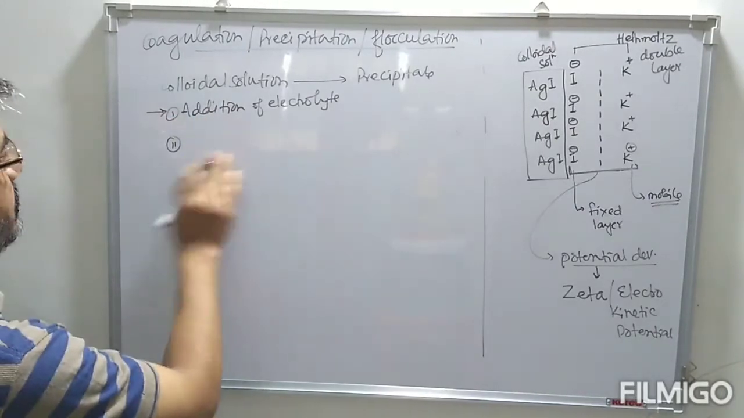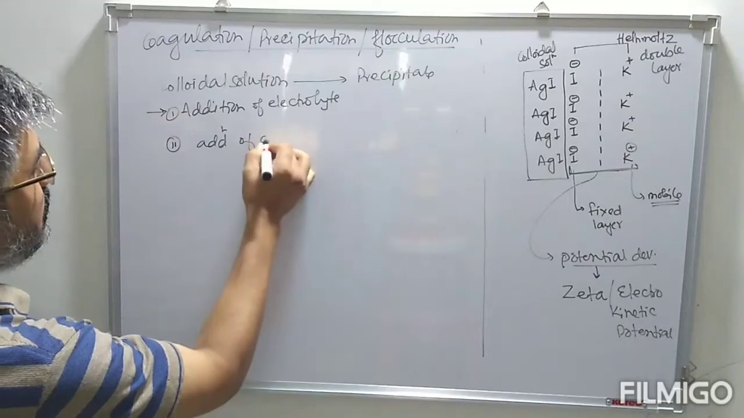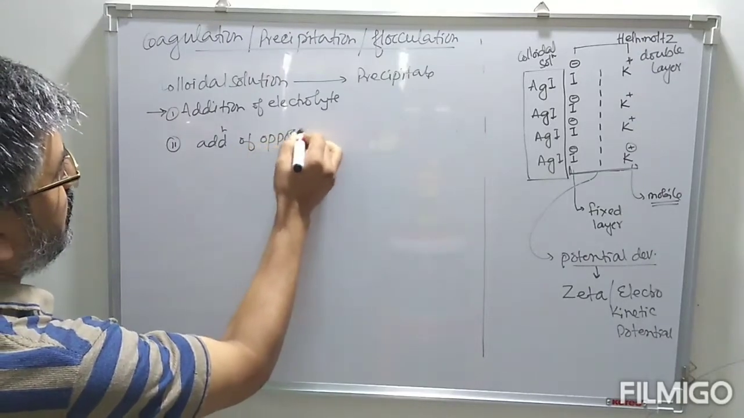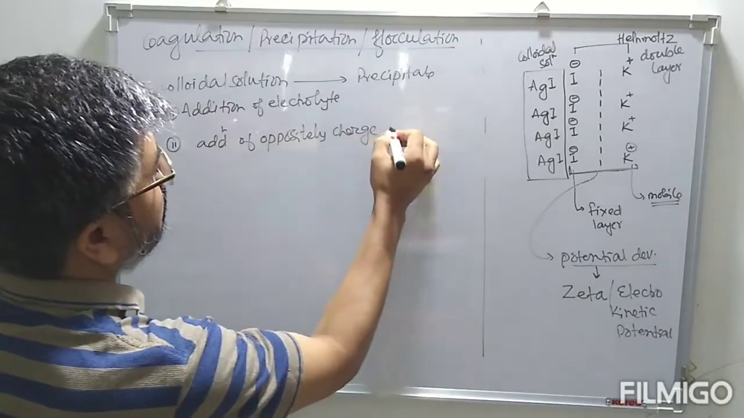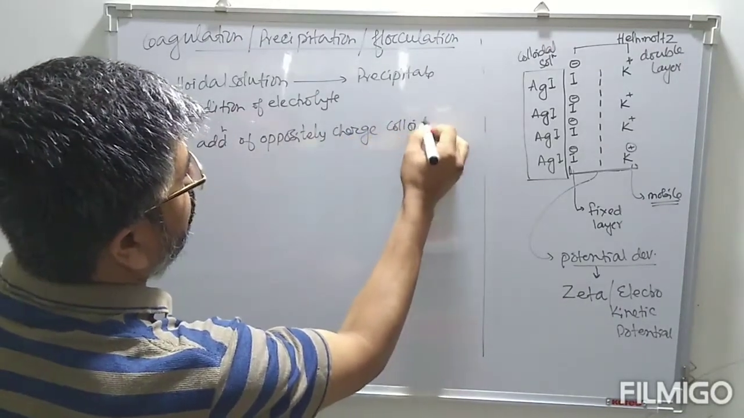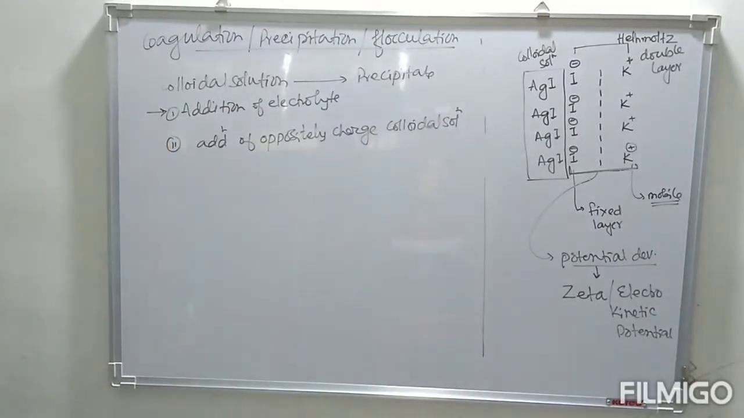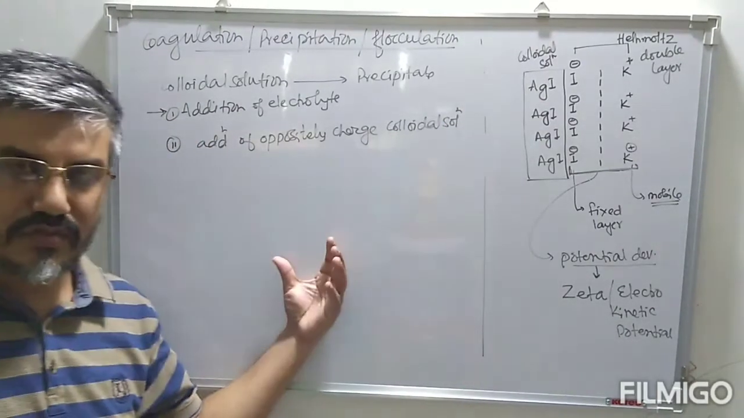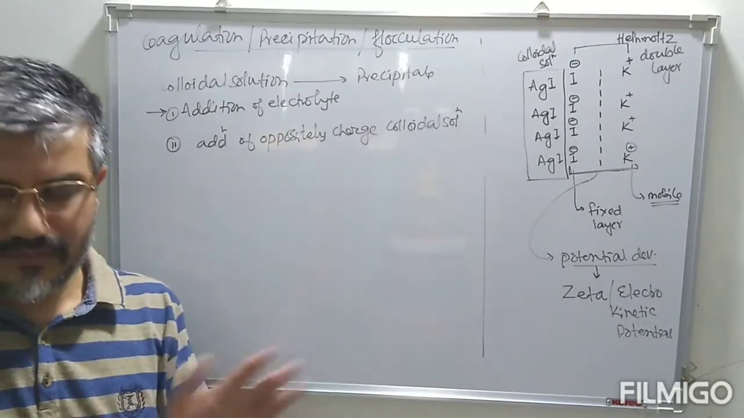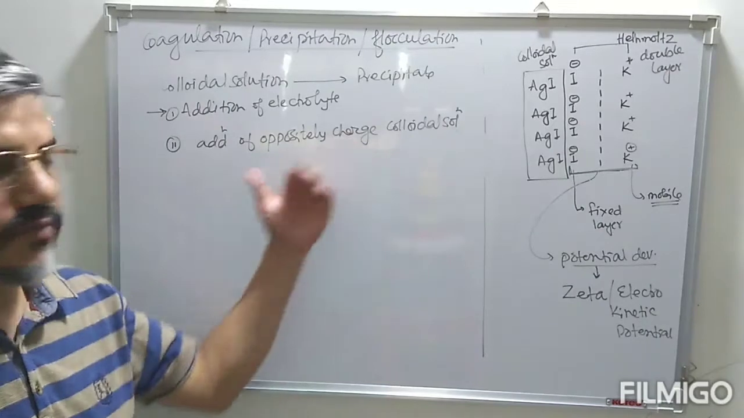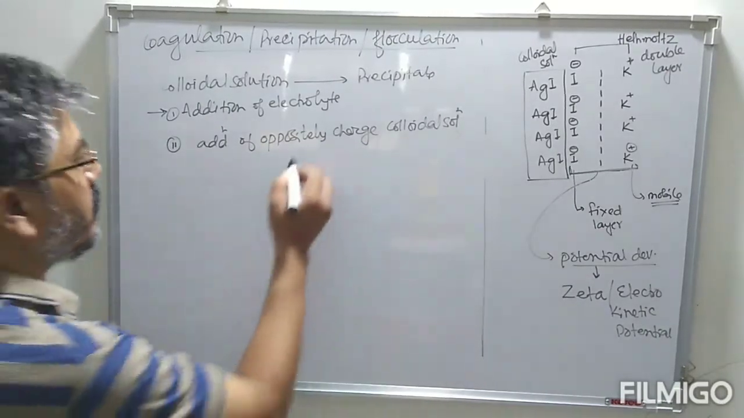Second is by addition of oppositely charged colloidal solution. Suppose we have a colloidal solution which is negatively charged, so we take another colloidal solution which is positively charged. So both are mixed together, positive and negative will neutralize, and both colloidal solutions will coagulate. That is known as mutual coagulation.